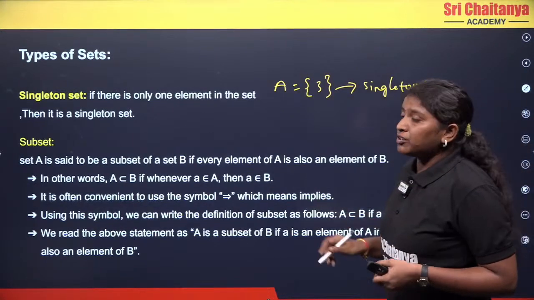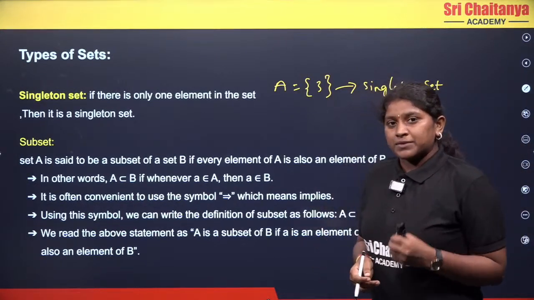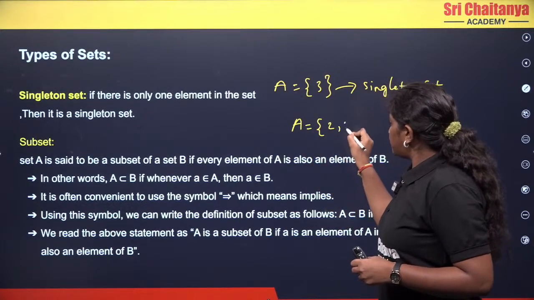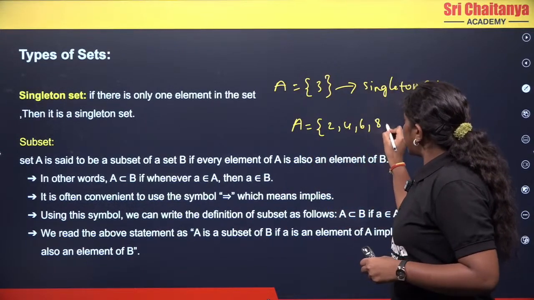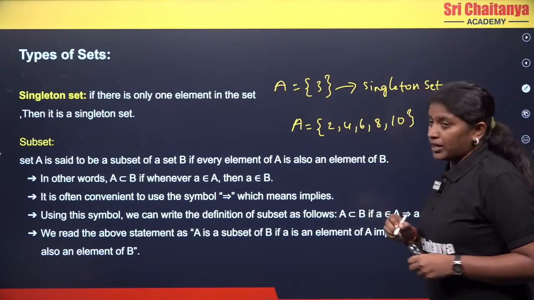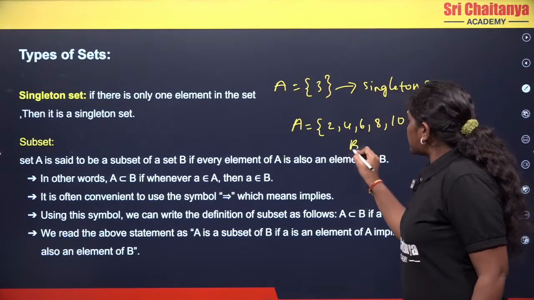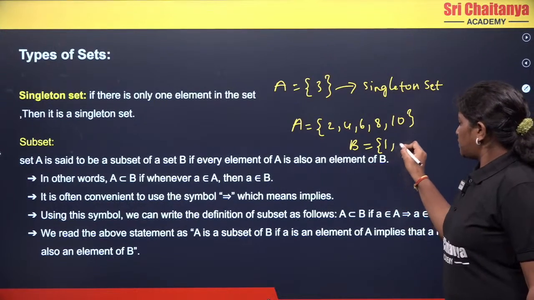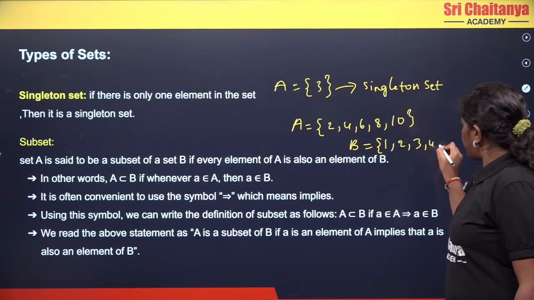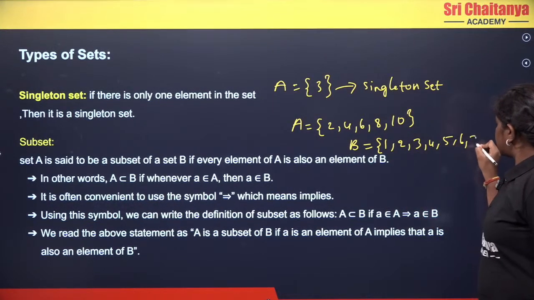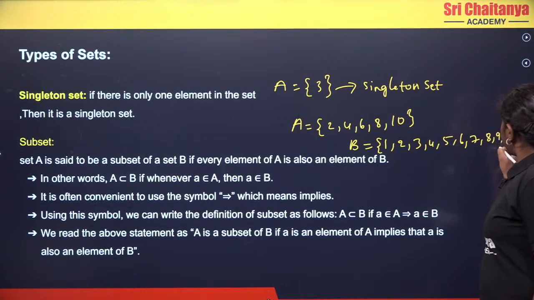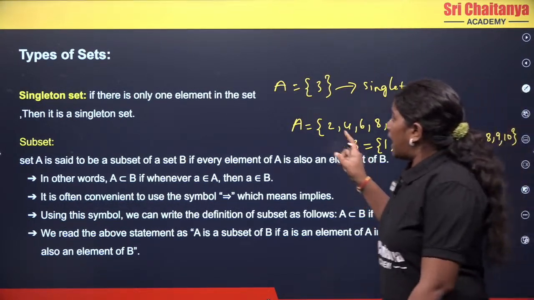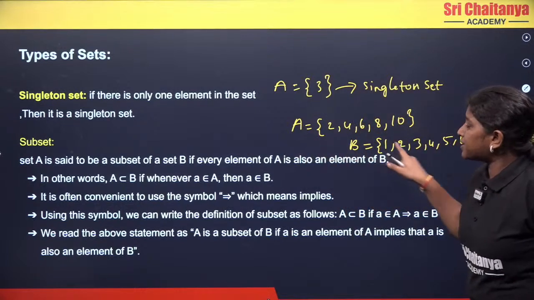Okay, and coming to the next, subset. Subset in the sense, if I am having A as the set of 2, 4, 6, 8 and 10, and B is the set of natural numbers from 1 to 10, so it is 1, 2, 3, 4, 5, 6, 7, 8, 9 and 10. If you observe here clearly, I am going to say that A is the subset of B.